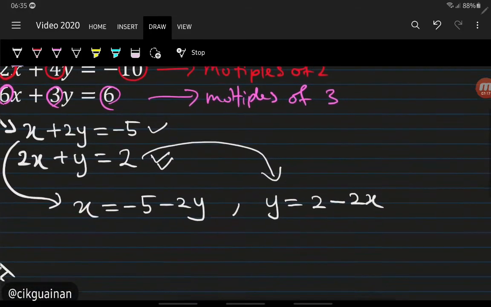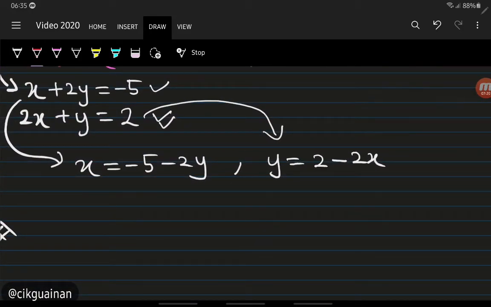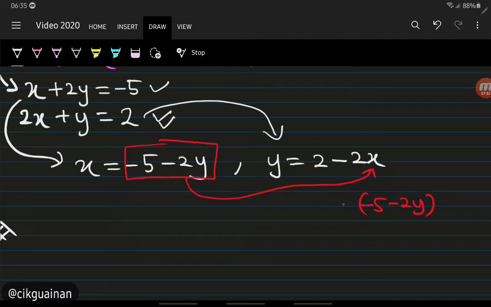Then what is the next step? Substitute. We substitute this x into this one. So what we have is minus 5 minus 2y, in a bracket, and then minus 2 in front of the x, and equals y. Just copy and paste the statement from above. And then we simplify it: minus 2 times minus 5 is plus 10, minus 2 times minus 2y is plus 4y.